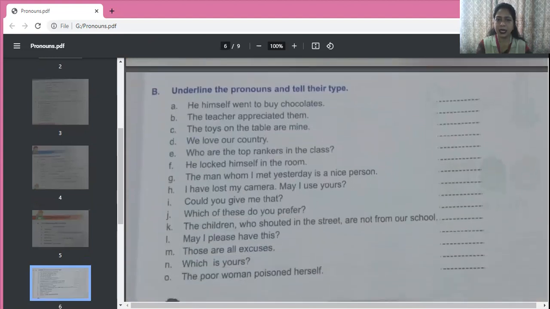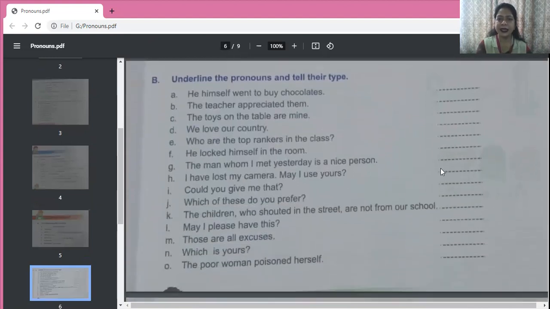Okay. Underline the pronouns and tell their type. He himself went to buy chocolates. So himself. Now there can be many pronouns. He, okay, he is personal pronoun. Himself is emphatic pronoun over here. Okay. The teacher appreciated them. Them is personal pronoun. The toys on the table are mine. Mine is possessive pronoun. We love our country.